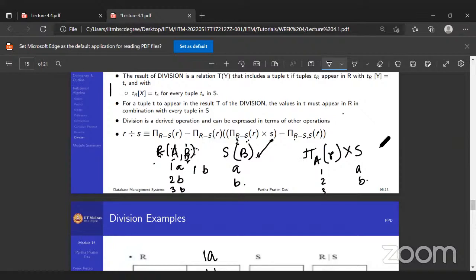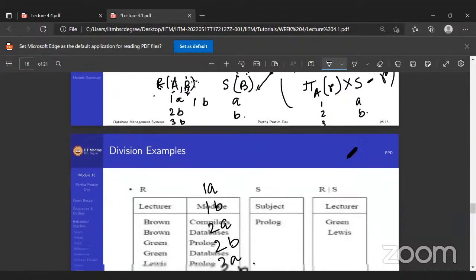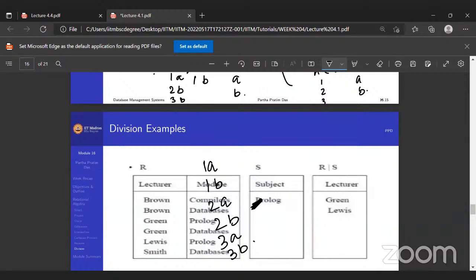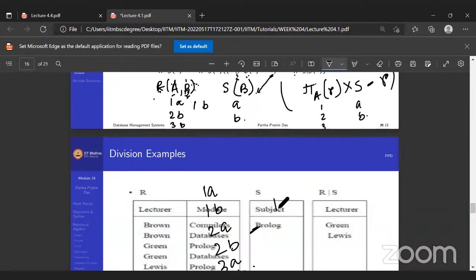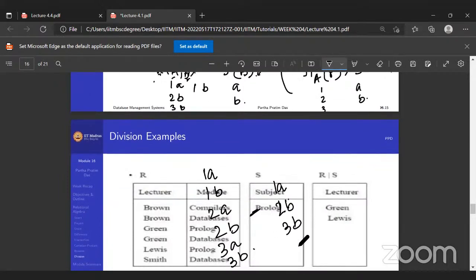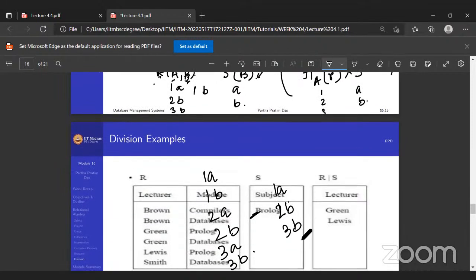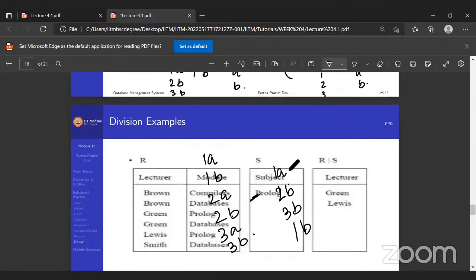So after we perform this operation, from that we minus R, right? If we minus R, then what is present in R is 1A, 2B, 3B and 1B. Then this thing minus this thing. So what is the final output?